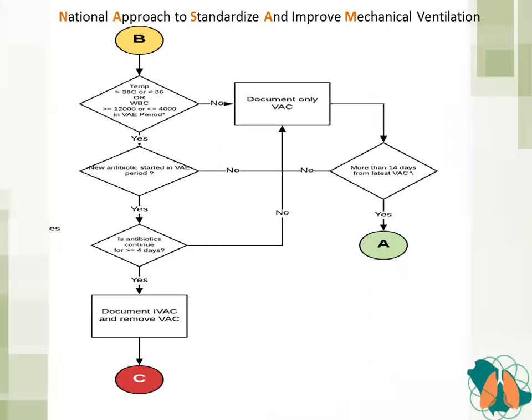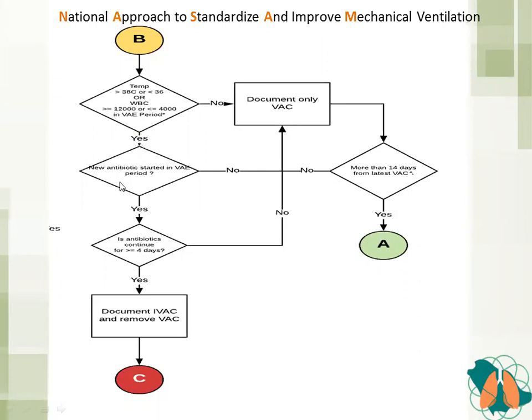So back to the IVAC. We said already we have a VAC. So we will go for the temperature and WBC. If no, you will only document VAC. So when you have a VAC, you wait for the VAE period, 5 days. It's passed. Without these conditions, you will document only VAC. If yes, you have the temperature or WBC, you will go for the antibiotics.